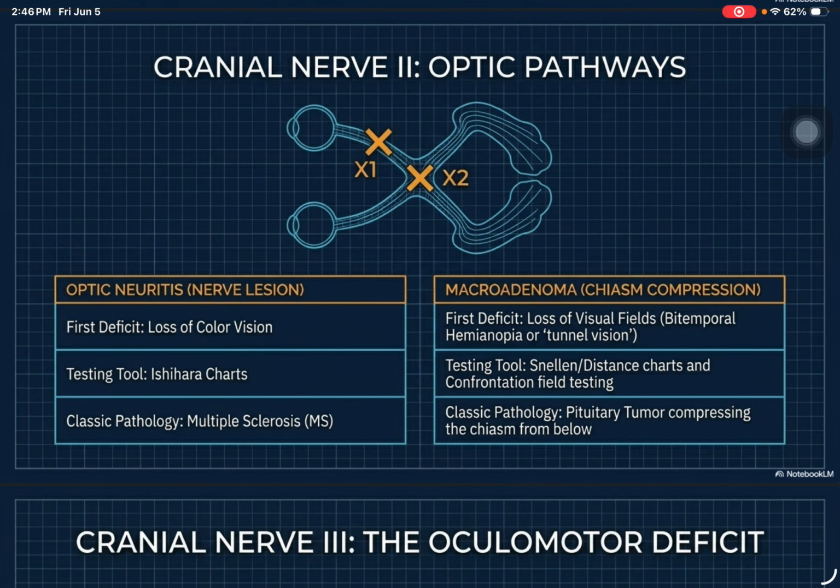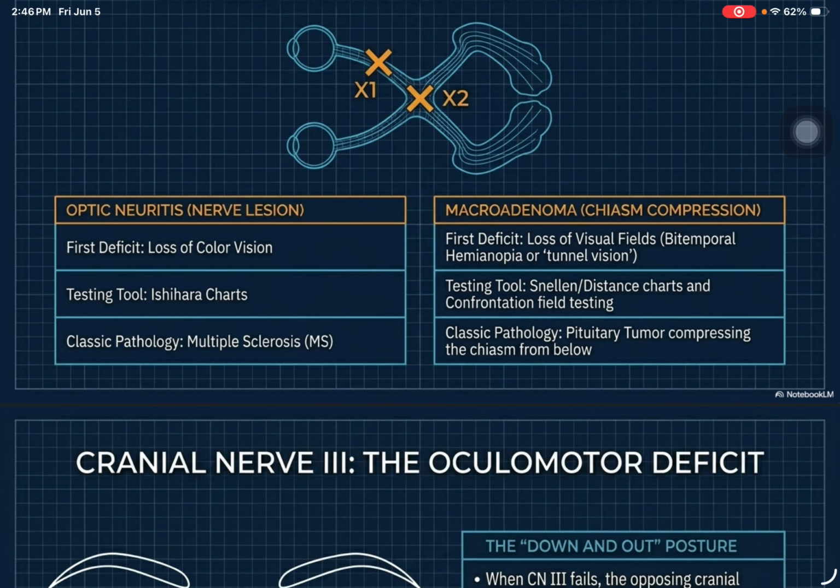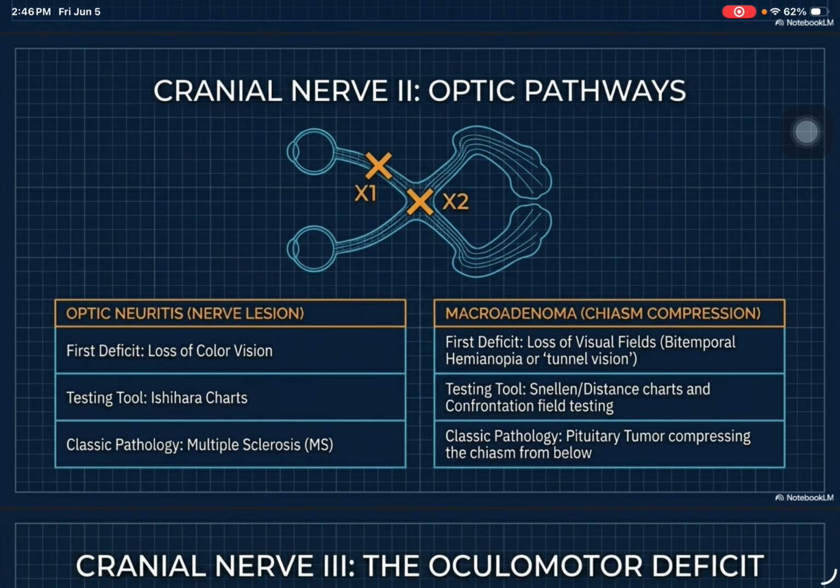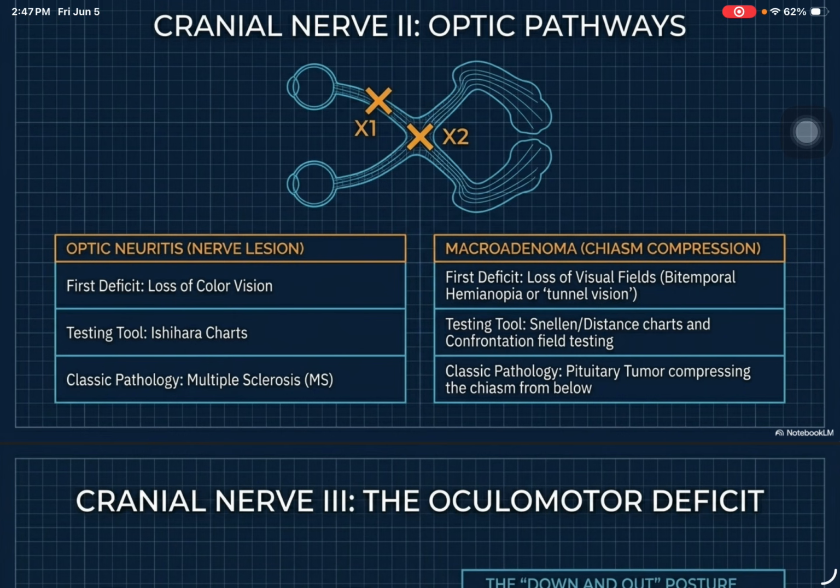Cranial nerve, optic nerve pathway. Here are two diseases involving the optic nerve. One is multiple sclerosis, which causes optic neuritis. Optic neuritis means sudden painful vision loss and color vision loss. We can examine color vision with the Ishihara chart.